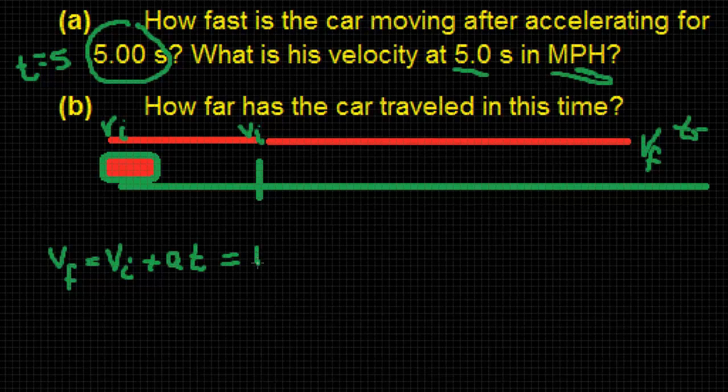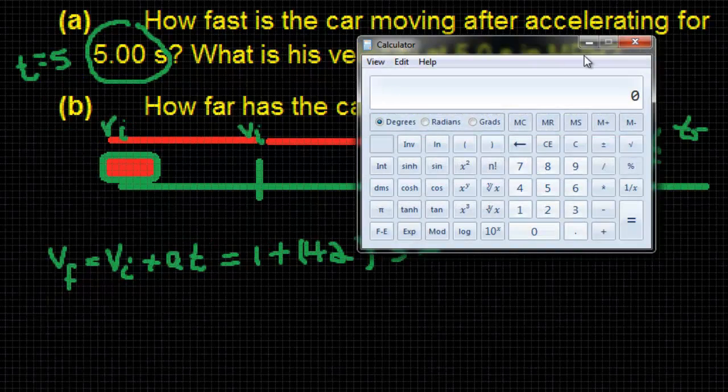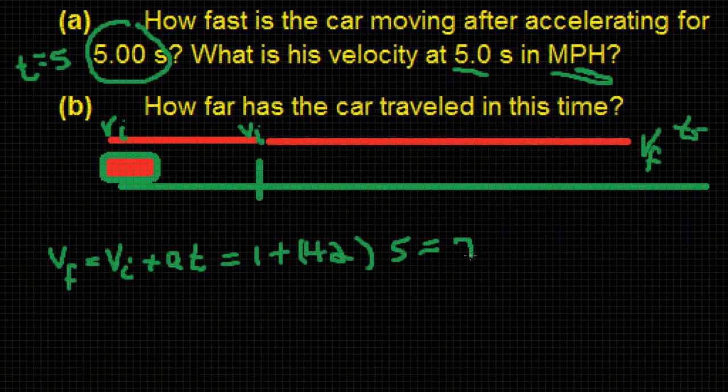So this would equal 1 meter per second plus the acceleration 4.2 times 5 seconds, t. And you can always bring a calculator if you need to. And the calculator, 4.2 times 5 plus initial velocity equals 22. So the answer here is 22, and the units would be meter per second.